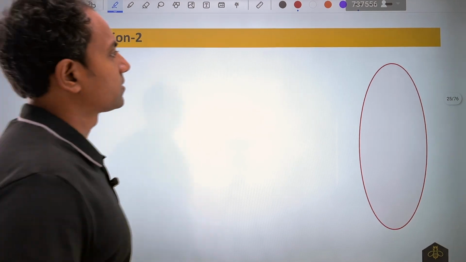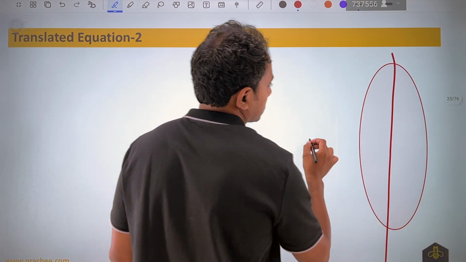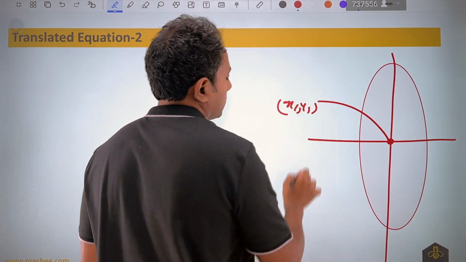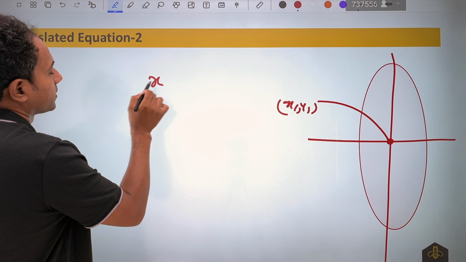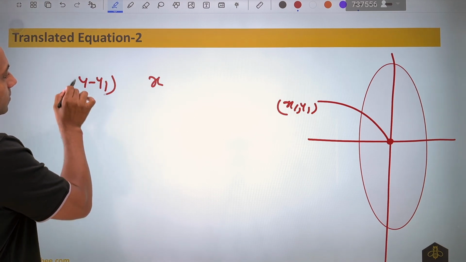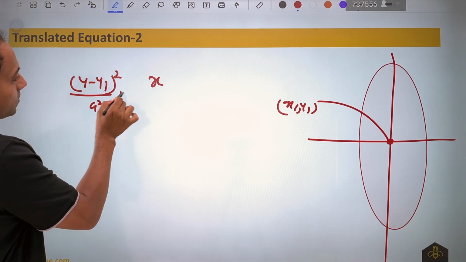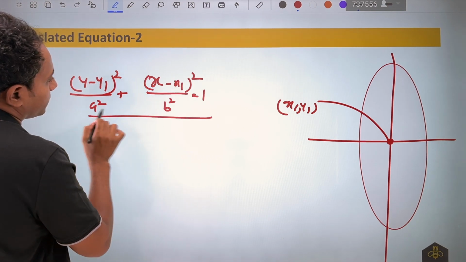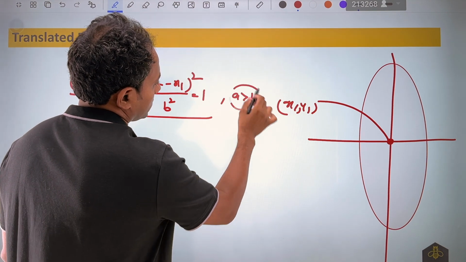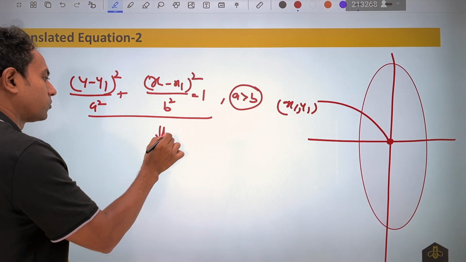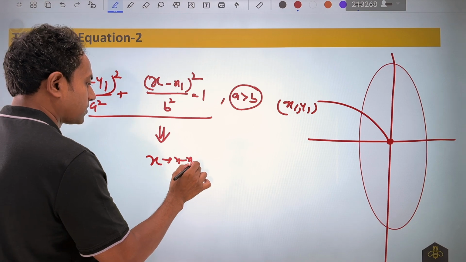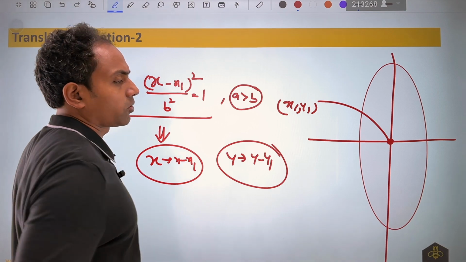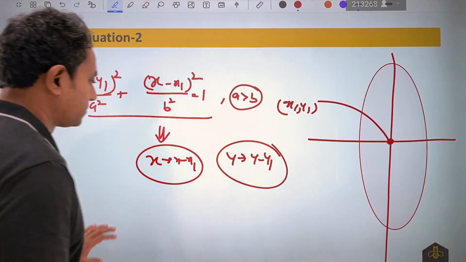You can see that everything else remains same. Only difference in this scenario is the orientation is different. So this point is still (x1, y1). So correspondingly this equation can be rewritten as (y minus y1) whole square by a square plus (x minus x1) whole square by b square, and for all practical purposes we are assuming a to be greater than b. So you can see that the orientation changes, and in the result also we will do the same thing. Replace x by x minus x1 and y by y minus y1, and this we have been doing from circle and parabola onwards, so you might have got accustomed to the idea.